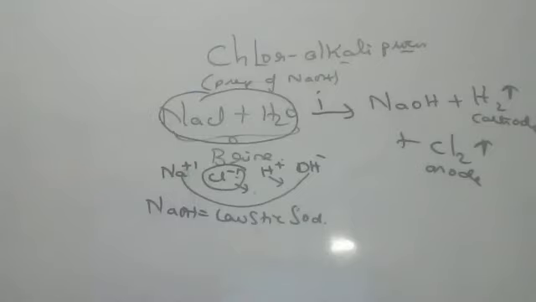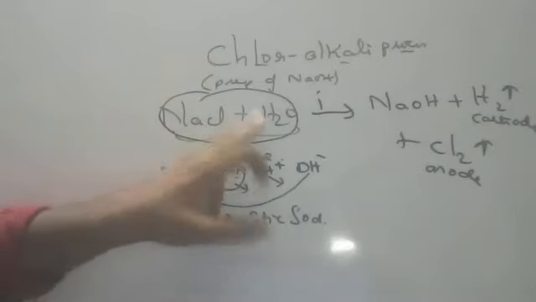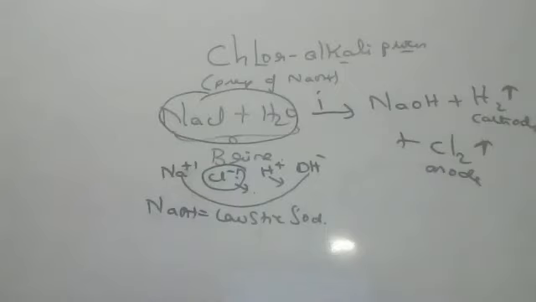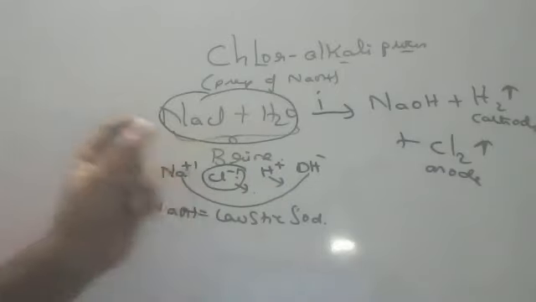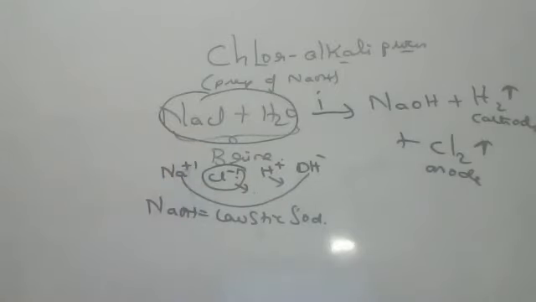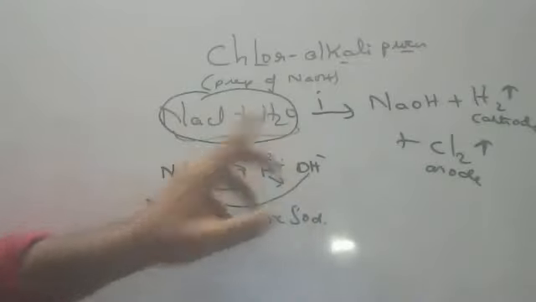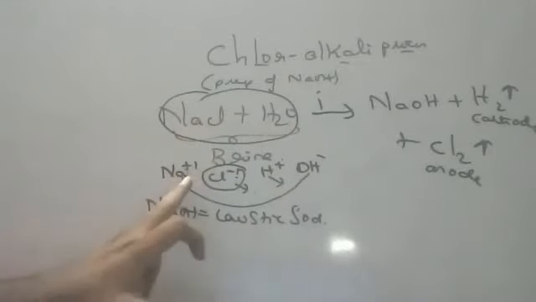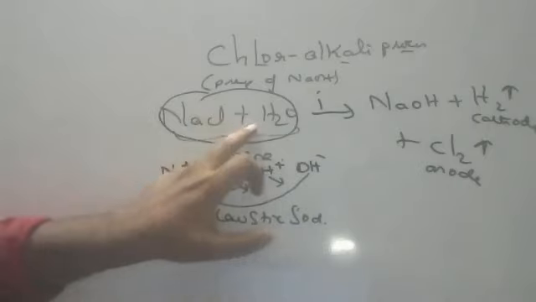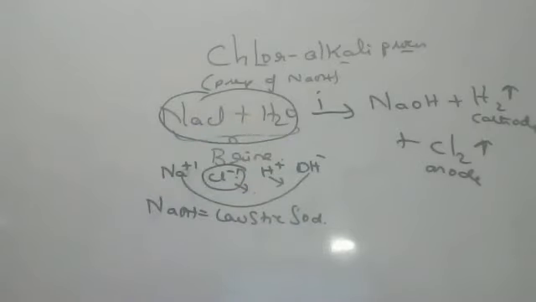Okay, children. NaCl plus water gives the salt solution, which is the brine solution passed through electrolysis. Electrolysis means that when you pass current, the electrolyte breaks up into ions. What is an electrolyte? NaCl plus H2O is the electrolyte. Any substance which breaks up into ions on passing current is called an electrolyte.